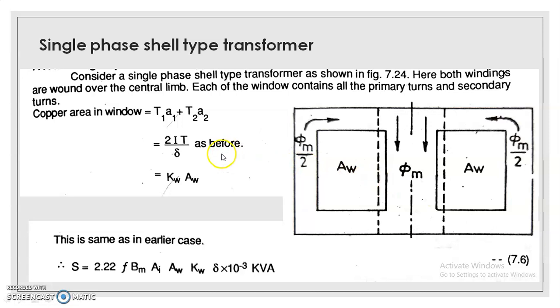So let's see the copper area in the window for the single phase shell type transformer. It will be the same as before, T1A1 plus T2A2. This is T1A1 and this is nothing but T2A2. So with T1A1 plus T2A2, you will get the same equation as earlier. That's why you get the same equation for the single phase shell type transformer as we get for the core type transformer.